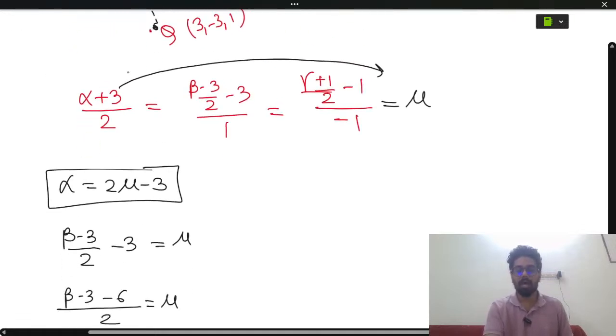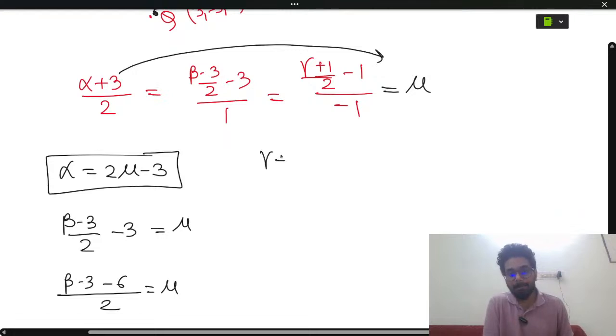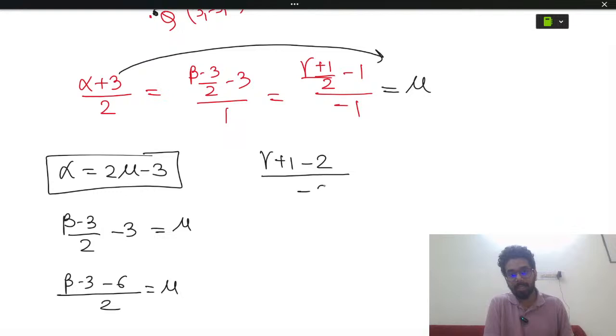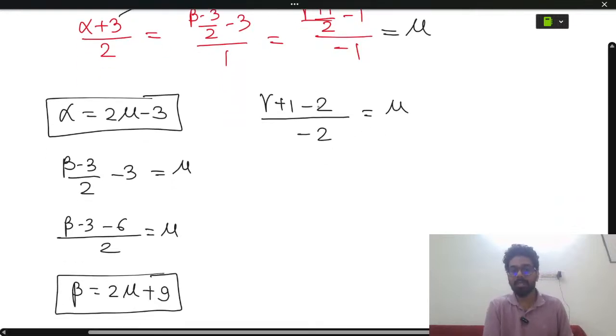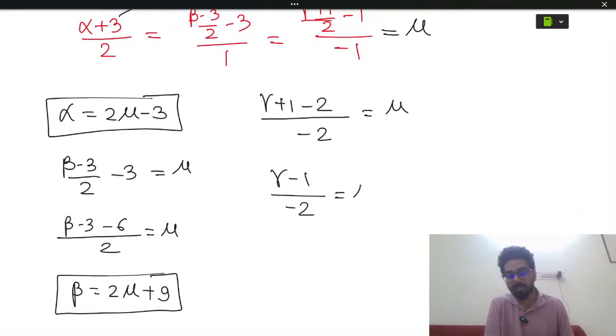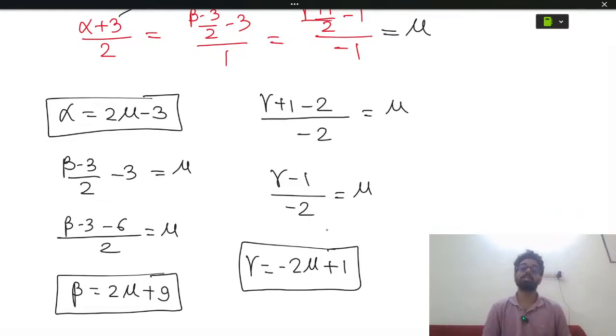Now, let's solve for gamma. Gamma plus 1 by 2, so I will cross multiply directly and I will have this. So what is gamma? 1 minus 2 is minus 1. So this is what I will have. Cross multiply, I will have gamma is equal to minus 2 mu plus 1. Alpha, beta, gamma now are in one single form.